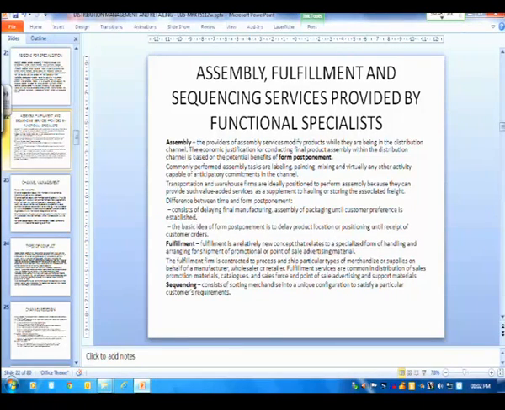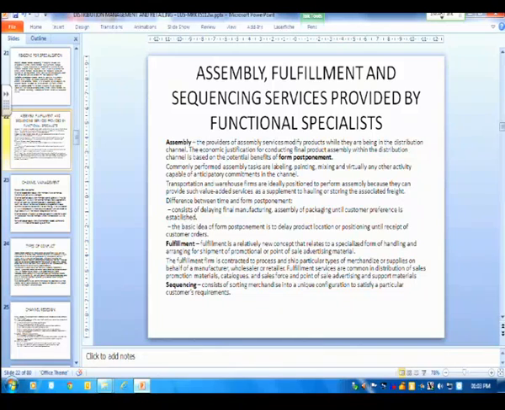Let's look at assembly, fulfillment, and sequencing services provided by functional specialists. First one is the assembly. The providers here of assembly services modify products while they are in the distribution channel. The economic justification for conducting final product assembly within the distribution channel is based on the potential benefits of form postponement.